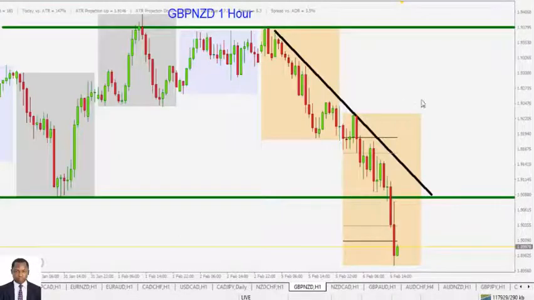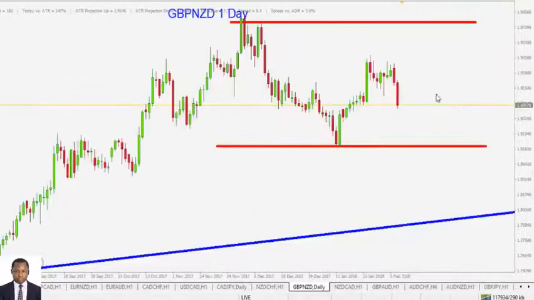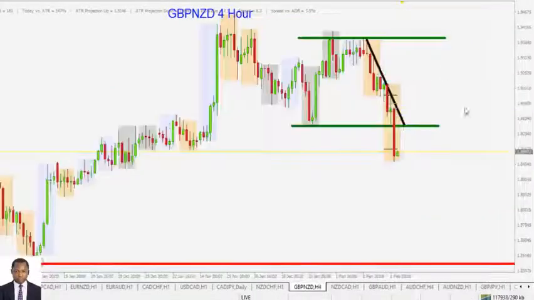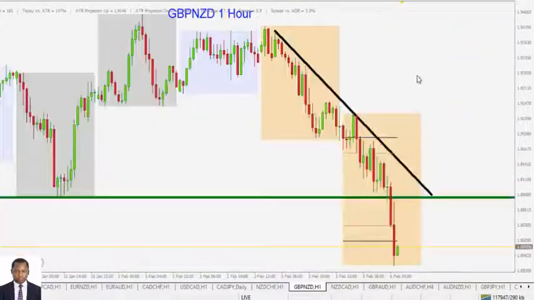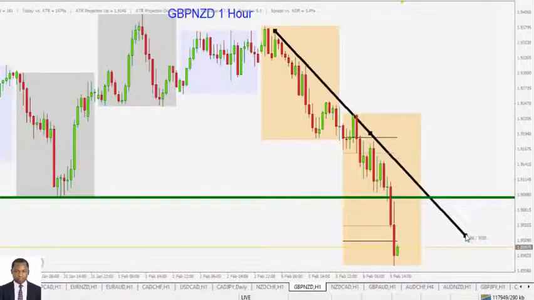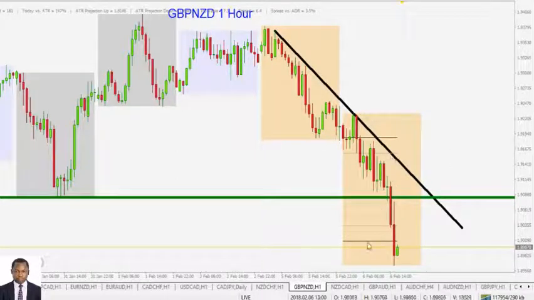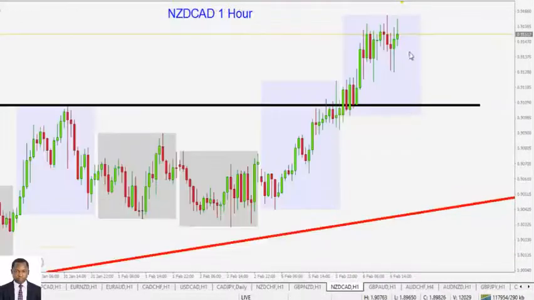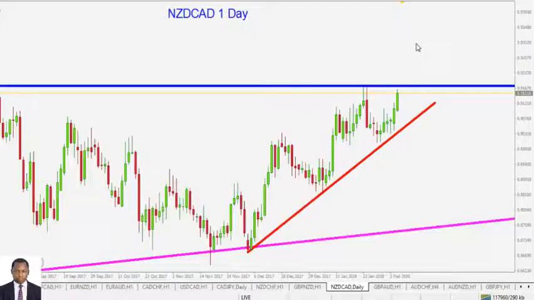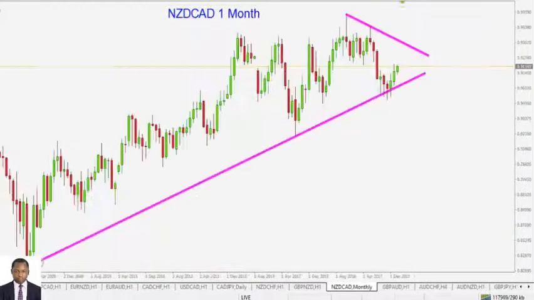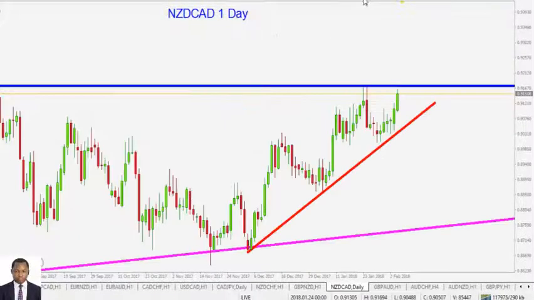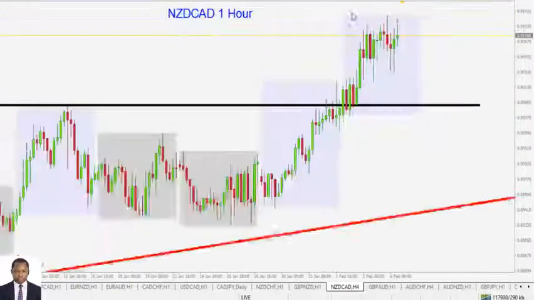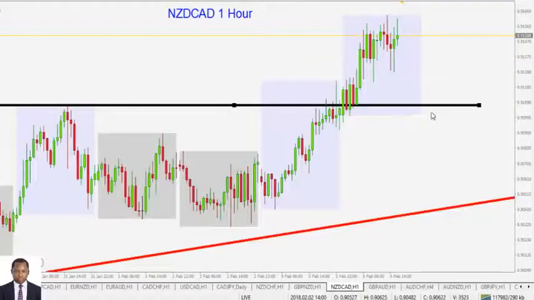Sterling pounds against the New Zealand dollar. A weak sterling pounds. Let's take out this. Still bearish, but not for today. The average true range is done. New Zealand dollar against the Canadian dollar. Bullish, but trading against resistance level, and very bad price behavior.